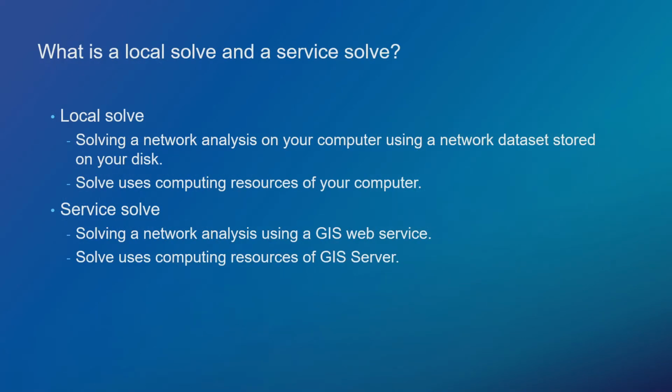Now, I've mentioned local solves versus services a couple of times. What am I talking about? A local solve means that I'm solving the network analysis problem on my own computer using my own network data set that's stored on my own disk. So I'm using the computing resources of my machine in order to solve the problem. When I'm referring to a service, what I mean is solving the network analysis problem using some kind of a GIS web service. So the data is sent to the service and the computing resources of the service are used to calculate the result, and then the result is sent back to me. And both of these are a valid way to solve this type of problem, and it really depends on your situation, which one you can pick. And we'll go into this in more detail a bit later.